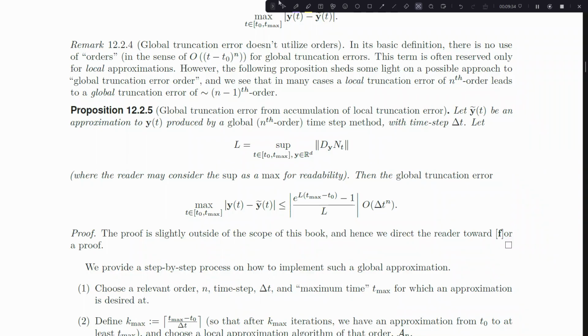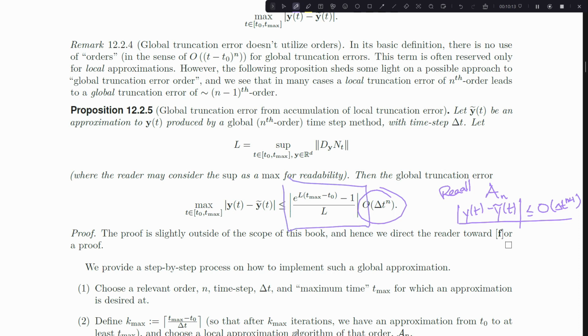So if I have a local approximation, recall, if I'm using A sub n, then locally I have something like y(t) minus y tilde(t) is equal to O(delta t to the n plus 1). That's in some local sense. In a global sense, I lose 1 power of delta t, plus possibly whatever that constant would be.